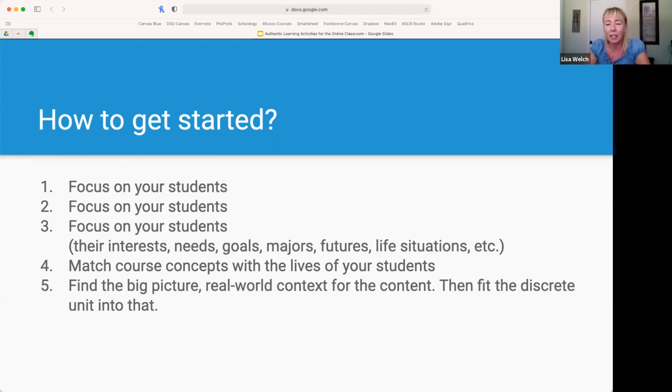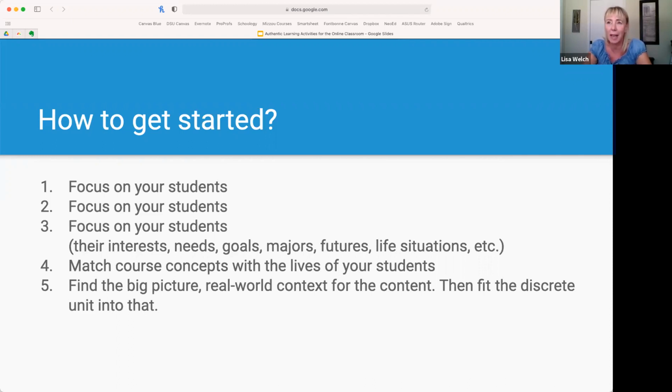So when we're talking about an authentic learning environment, the first 3 steps are focus on the student, focus on the student, focus on the student. So really get to know your students. Authentic learning and teaching is so student-centered. Now, can you take your abstract concept that you want the students to be aware of at the end of the course and relate it to their interests, their needs, their goals, what their future is going to be? That's the intention. And allow them the choice to do that.